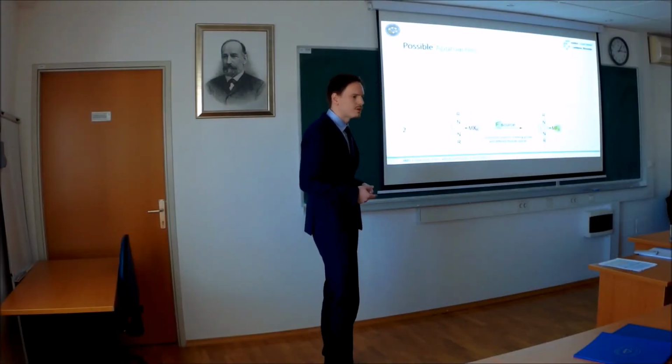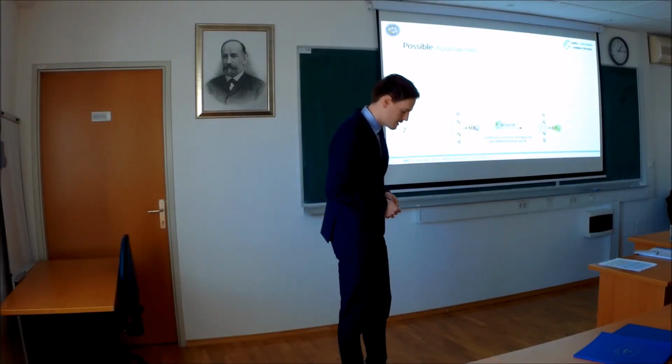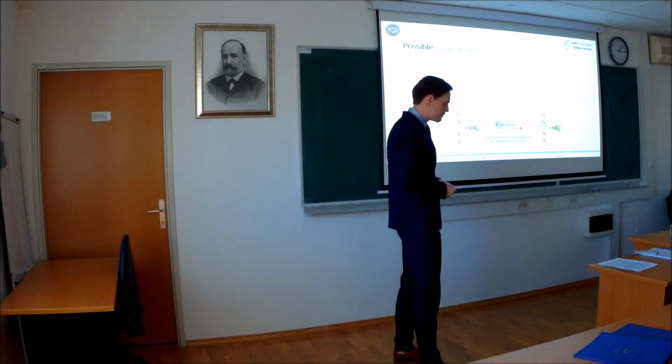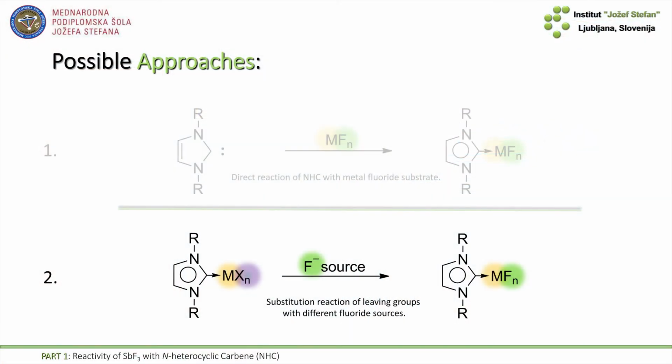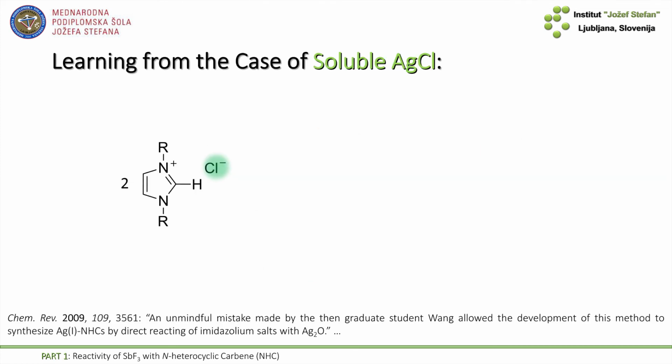After a good year of trying to solve this antimony problem, we decided that if we got a metal substrate that would give us a positive result by direct reaction, that would be an exception rather than a rule. That's why we wanted to put our focus on the second mechanism. For the second mechanism, we had to find a suitable and compatible fluoride source that would achieve this transformation, and we returned to the literature in hopes of finding how to realize this idea.